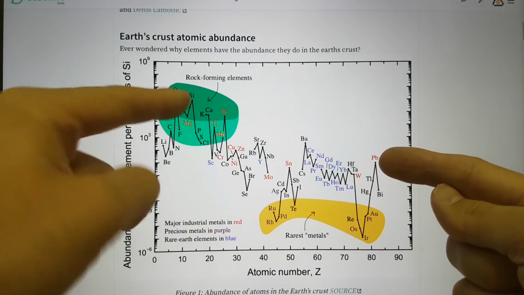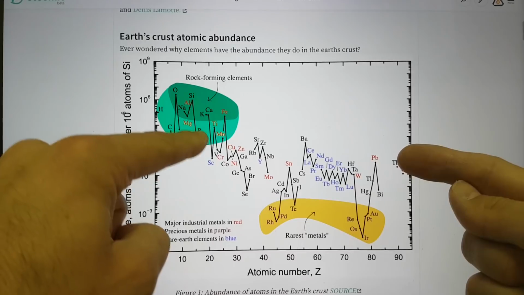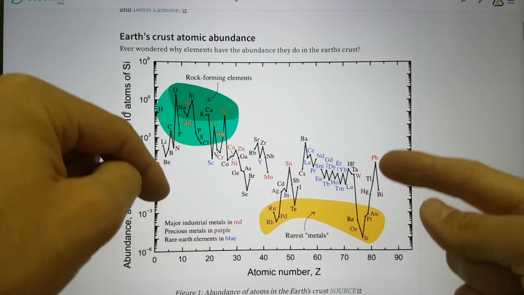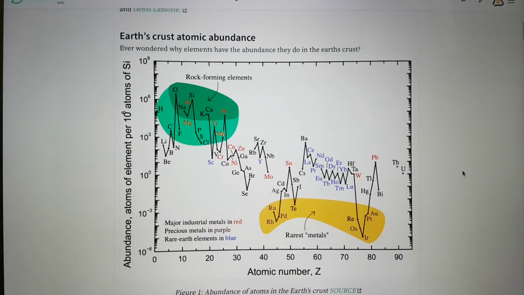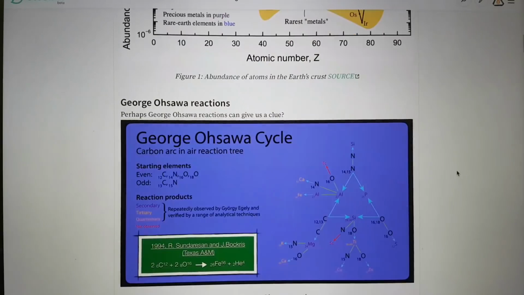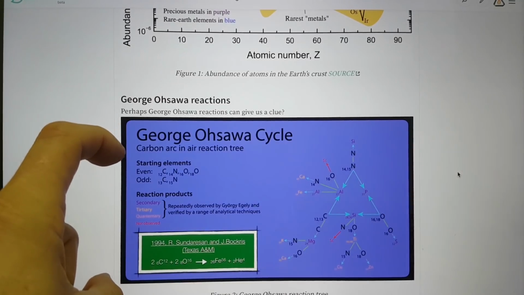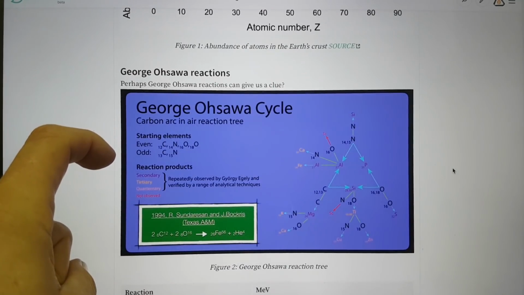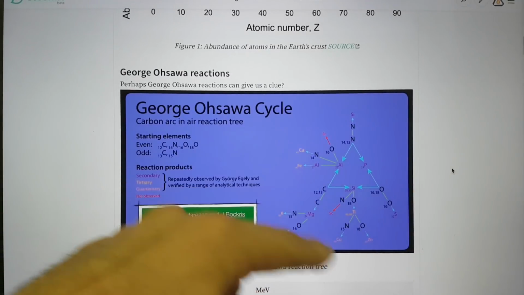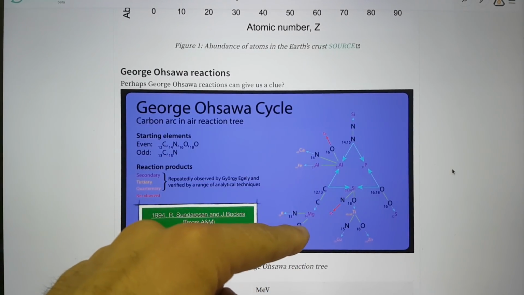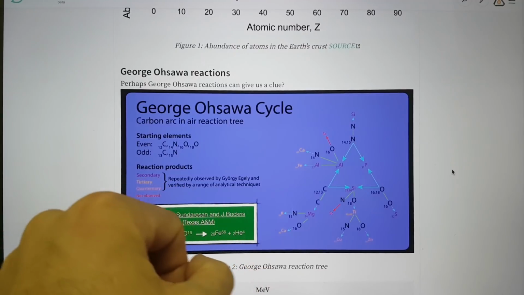So this is very interesting. Oxygen is way up here for the amount, and lead down here, and we'll come back to that in a little while. So then there's the George-Ohsawa cycle, and I've talked about this a lot, and we replicated the data that this kind of produces in a NOVA reactor last year.